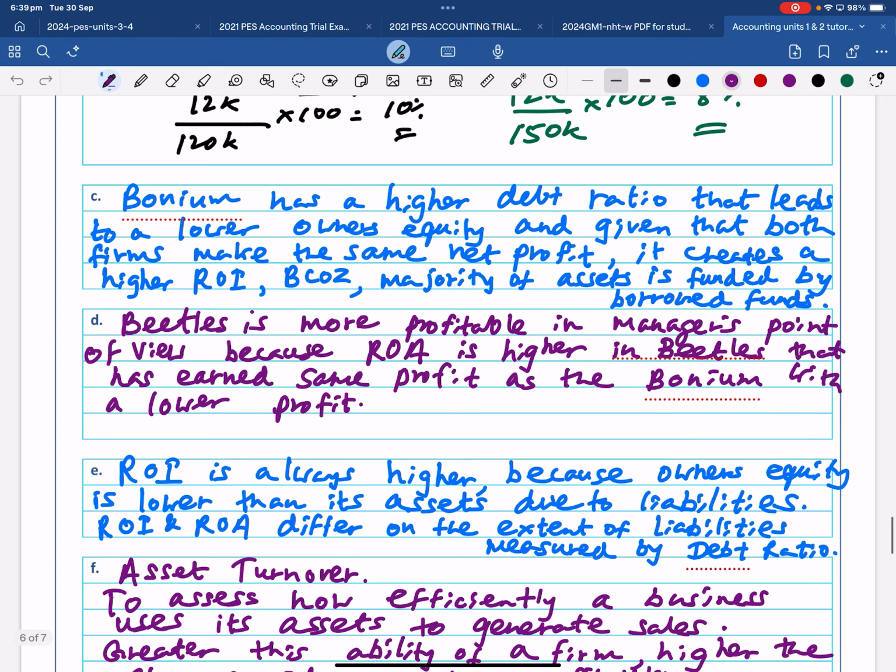The definition is total liability to total assets. What's ROI? Tell me. Net profit over average capital. Yes.